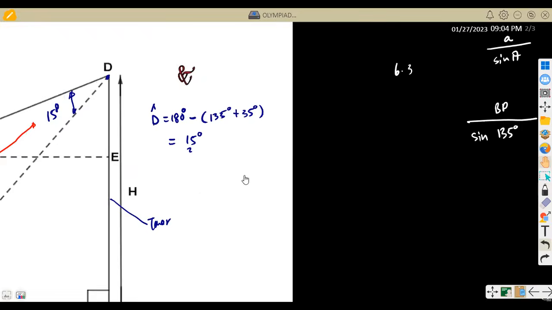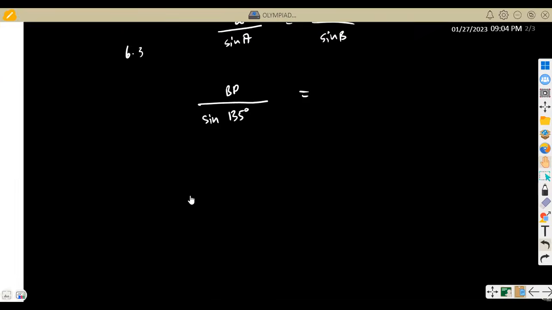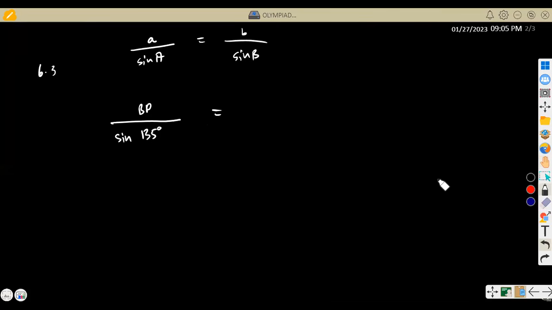So do we have a complete combination? Yes, that is the one that has 30 and 15 degrees. So it's 30 over sine 15 degrees. Not 30 degrees, because this is 30 meters, this is distance. Sorry for that. So it's 30 over the sine of 15 degrees. That's what you're going to have.